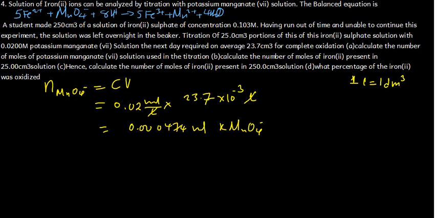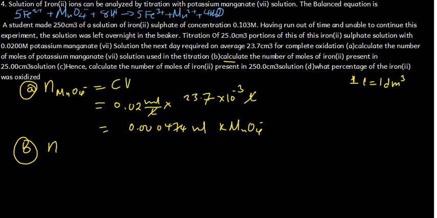Now for the second part, B, so that was our A. For B, we want to calculate the number of moles of iron 2 present in 25 cubic centimeters of solution. Okay. How do you calculate the number of iron 2 ions? Now look at the balanced reaction there.